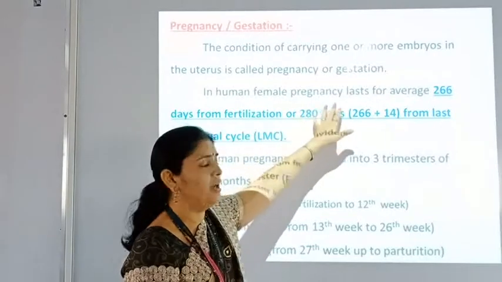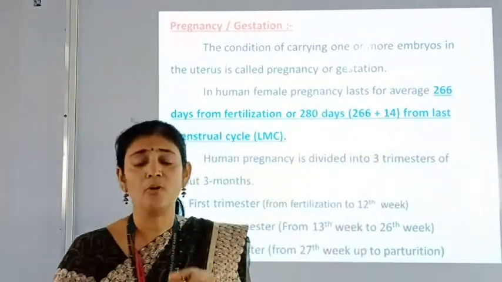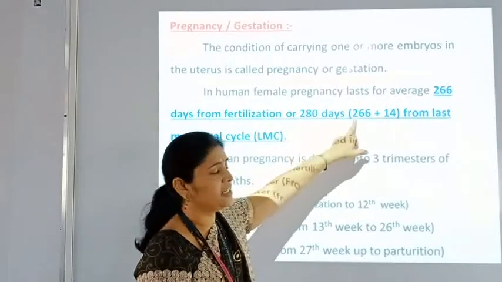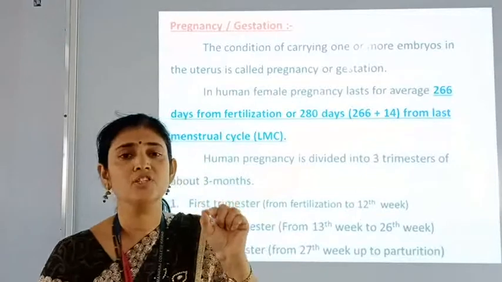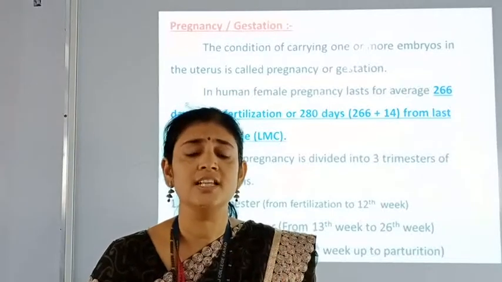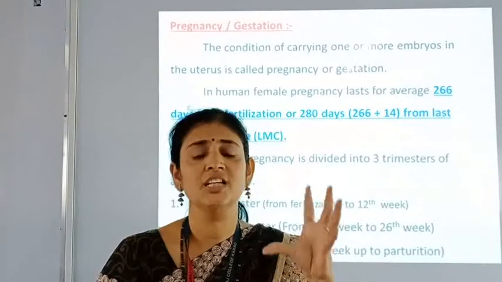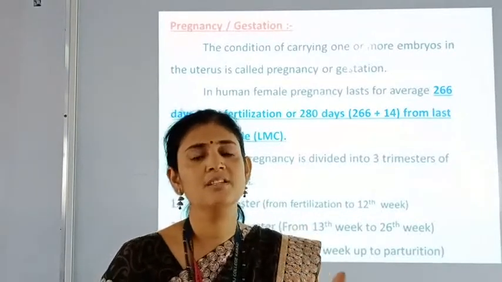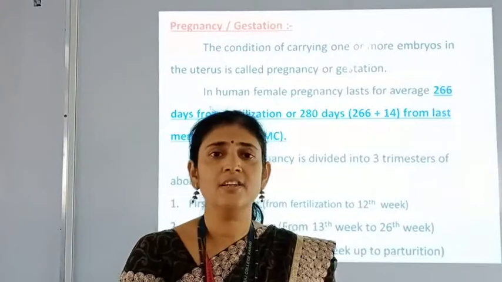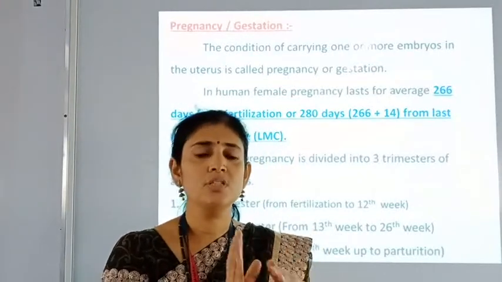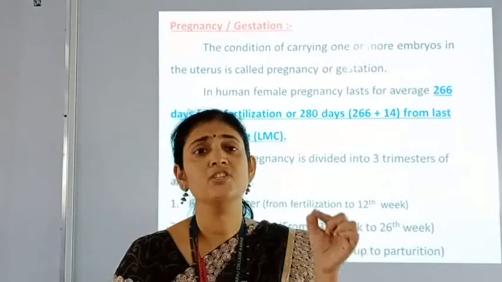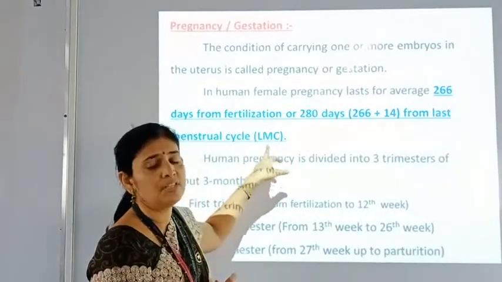Human female pregnancy lasts for an average of 266 days from the fertilization day, or we can call it 280 days, that is 266 plus 14, from the last menstrual cycle. The day of ovulation is the 14th day, and therefore 266 plus 14 is called the pregnancy or gestation period from the last menstrual cycle, LMC. That is, LMC means last menstrual cycle.